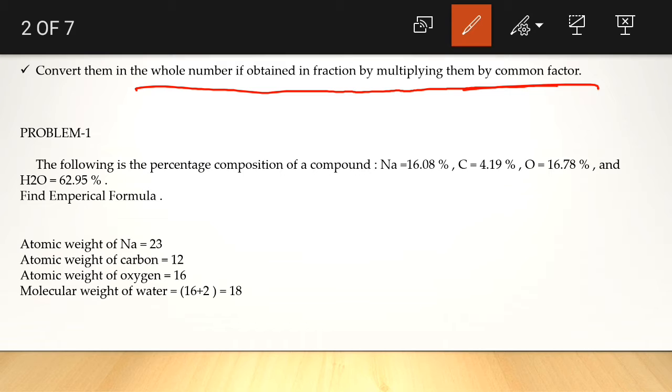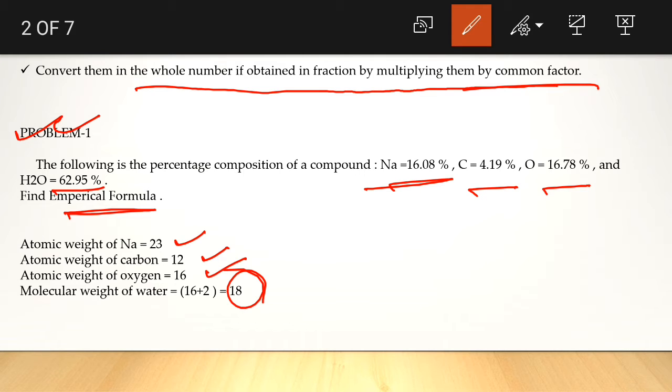So we will see this by taking an example. Consider this problem. It tells the following is the percentage composition of a compound. Sodium is present 16.08%, carbon is present 4.19%, oxygen is present 16.78%, and water is present 62.95%. So find the empirical formula. We know that the atomic weight of sodium is 23, of carbon 12, of oxygen 16, and the molecular weight of water is 18.